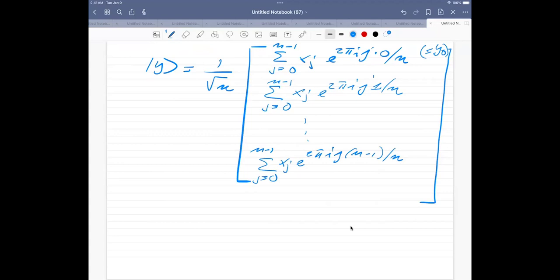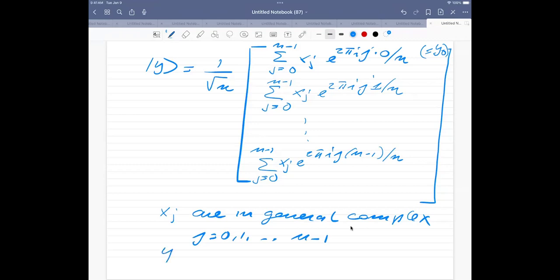So these x_j's can be general complex numbers, and what we have is that j runs from 0, 1, up to n minus 1. And the y_k, also complex numbers in general, and k runs over the same integers as j.